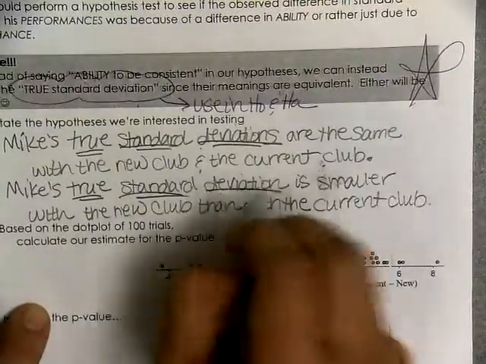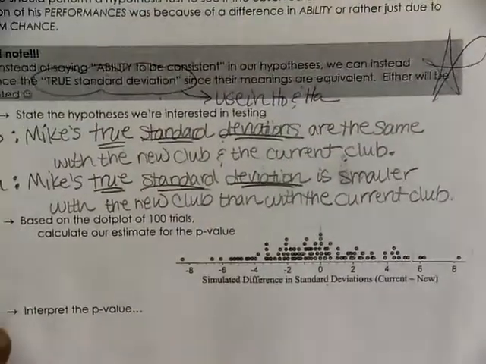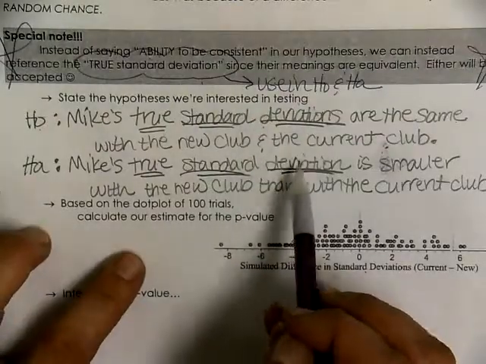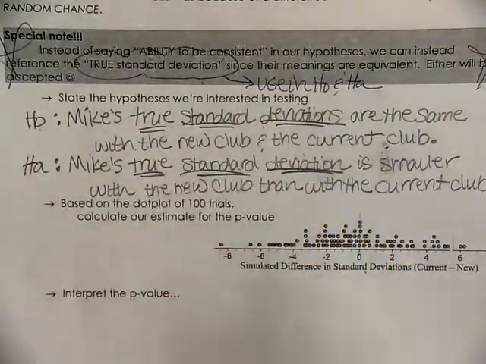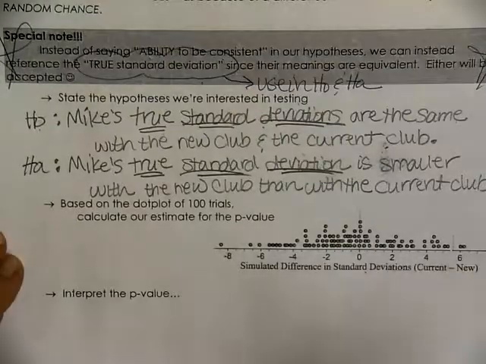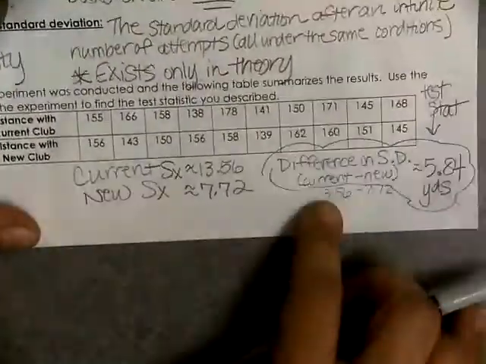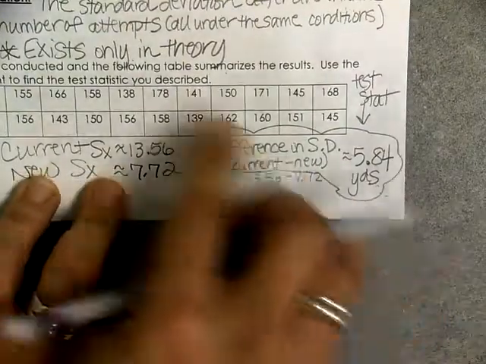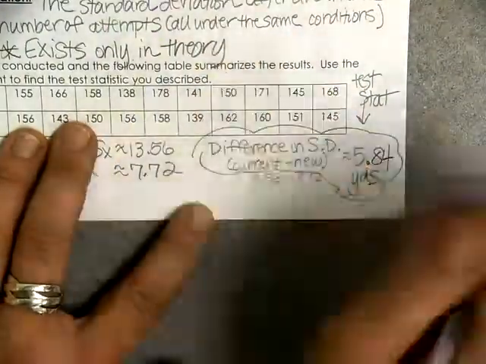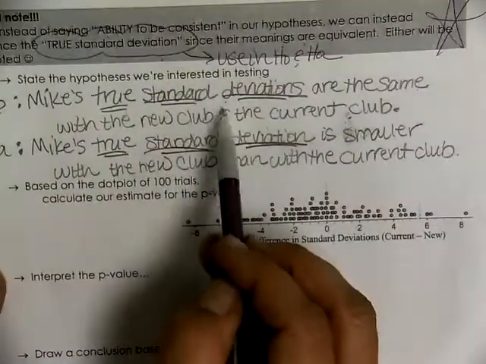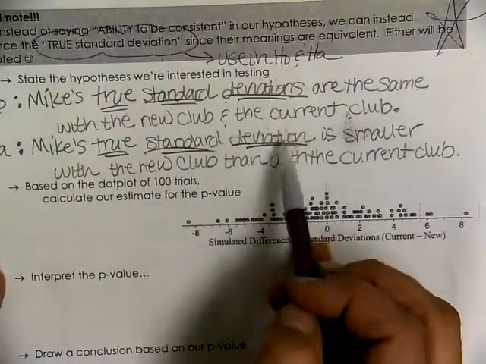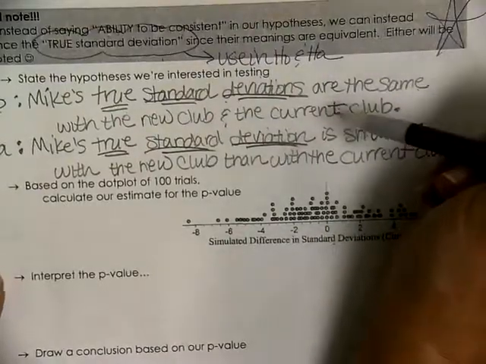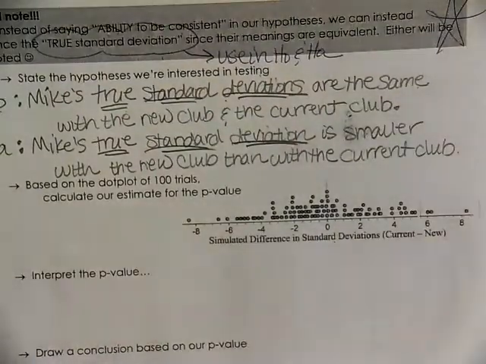So notice that in the past we've always talked about ability, but here we're going to use true standard deviation as our measure, okay? Our test statistic was the observed standard deviation, but we're going to hypothesize about the true standard deviation. So I'd like you to use that in our H0 and HA. That's what the homework key will look like tomorrow.